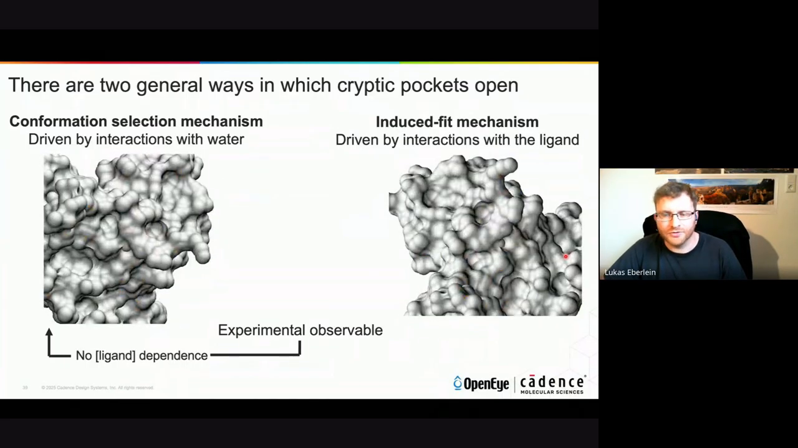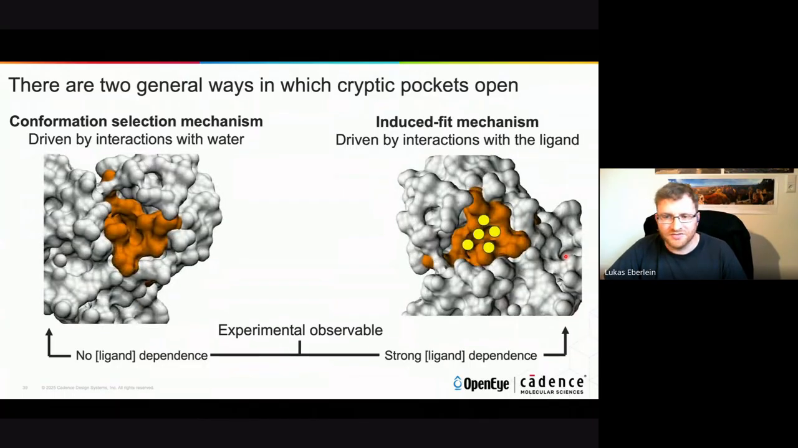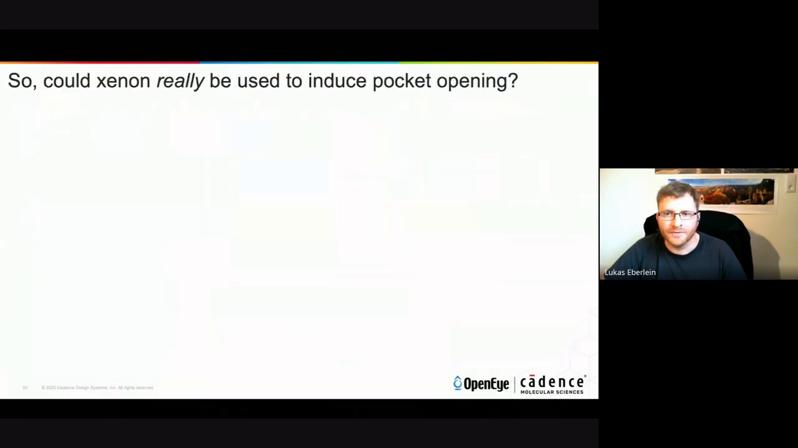So if you're thinking about the conformational selection mechanism, there is no ligand necessary to be present, so you have no ligand dependence. However, if you have an induced fit mechanism, there's a strong ligand dependence. If you add more ligands to it, it is more likely to find a suitable protein nearby, and therefore you have a strong ligand dependence on the pocket opening. That's the way we see these two mechanisms working.